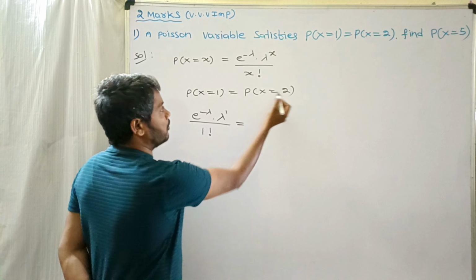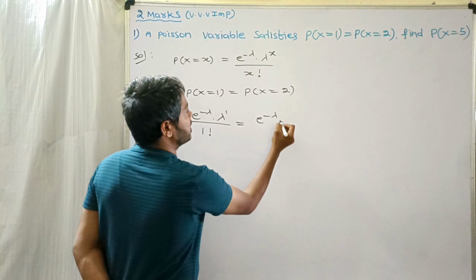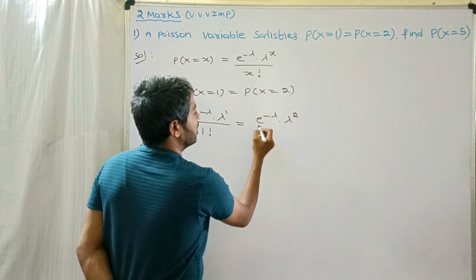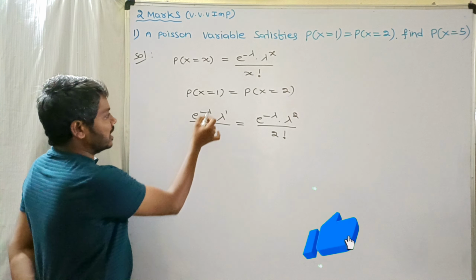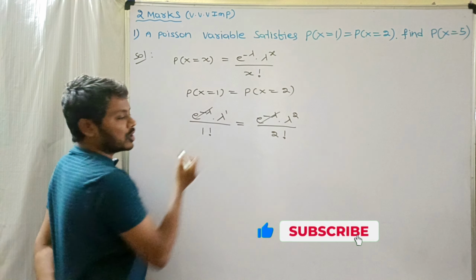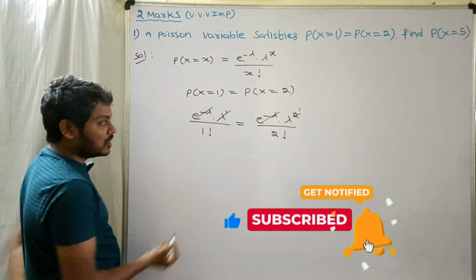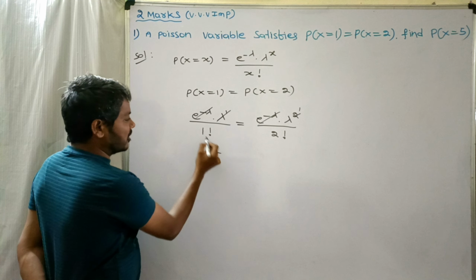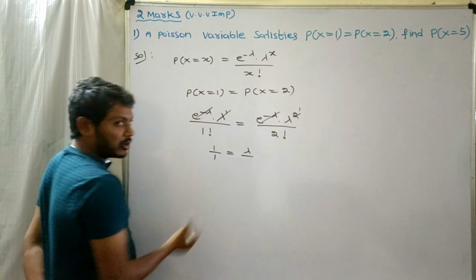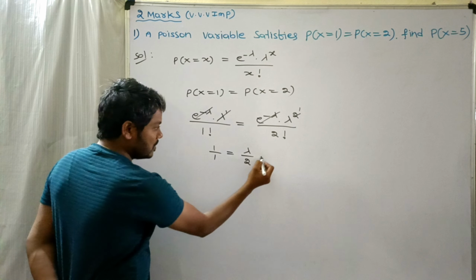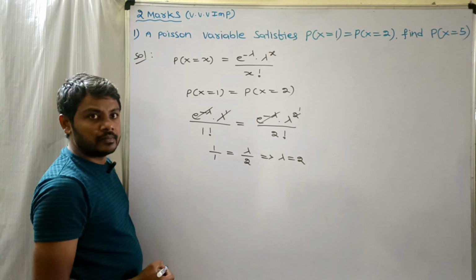Now which is equal to, replace x by what? 2. That is e power minus lambda into lambda square divided by 2 factorial. So clearly e power minus lambda cancels, and one of the lambdas gets cancelled. Now clearly 1 by 1 factorial means 1, which is equal to lambda by 2 factorial, value 2. Therefore the lambda value is 2.